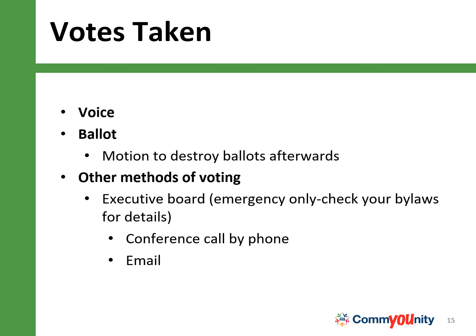There are multiple types of votes that can be taken. A voice vote is used for most votes, allowing for a verbal response in favor or against. A ballot vote is a written response in favor or against, or the name of a candidate to elect. It is important that a motion is made to destroy the submitted ballots after a ballot vote has been taken. You may need to notify the chair if this is overlooked. In addition to those types, an emergency vote by electronic means or by telephone is another method of voting for executive boards only.